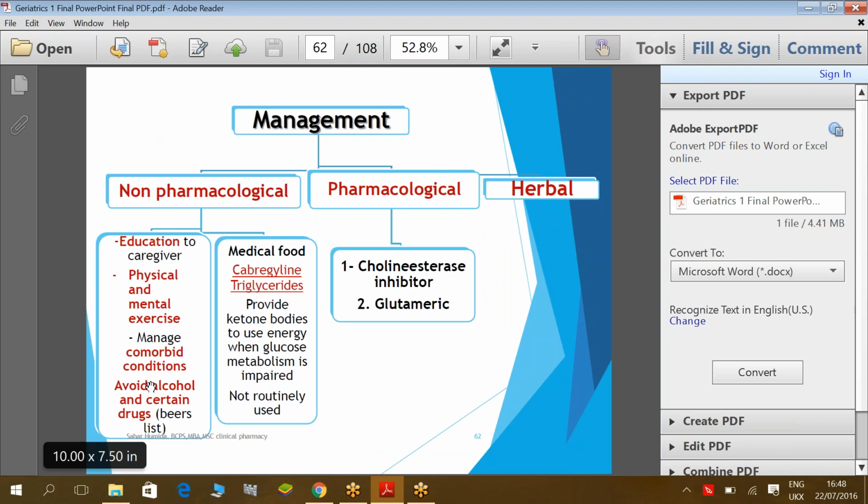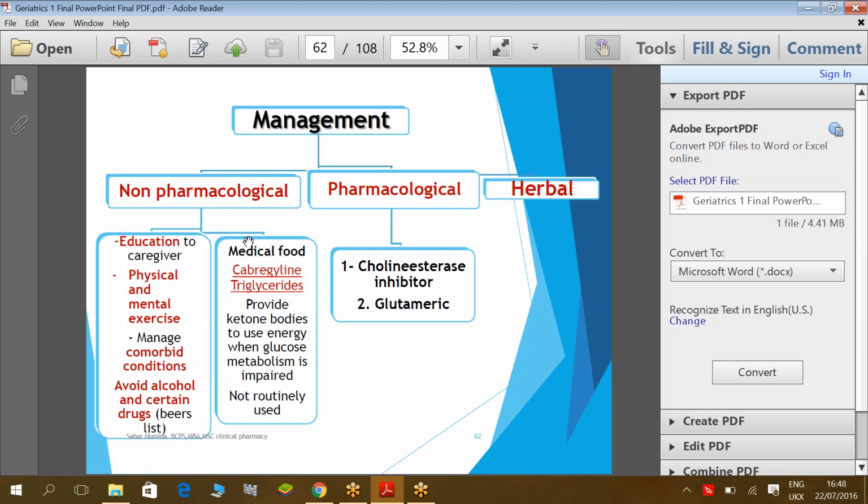Okay, what is the management for dementia? Management of dementia includes non-pharmacological management, pharmacological management, and herbal. The non-pharmacological management includes education of the caregiver. I have to educate the caregiver to communicate with the patient, to speak to him every now and then, and so on. Then we have physical and mental exercise, and of course avoiding alcohol.